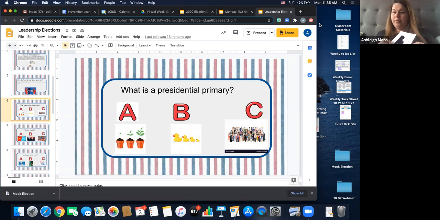A. Okay, so Mr. Amir is showing A, which is saying that it's when we take a small group of people and make it bigger. Our teachers are saying taking a big group of people and making it smaller, which is correct. So a primary election is when you take a lot of things and bring it down to just a small amount.